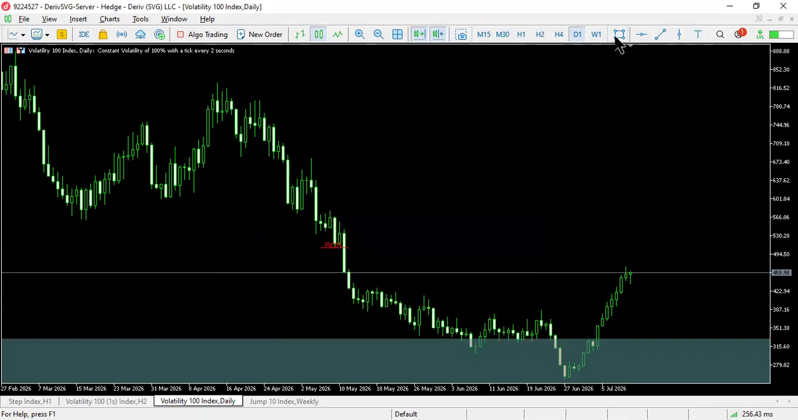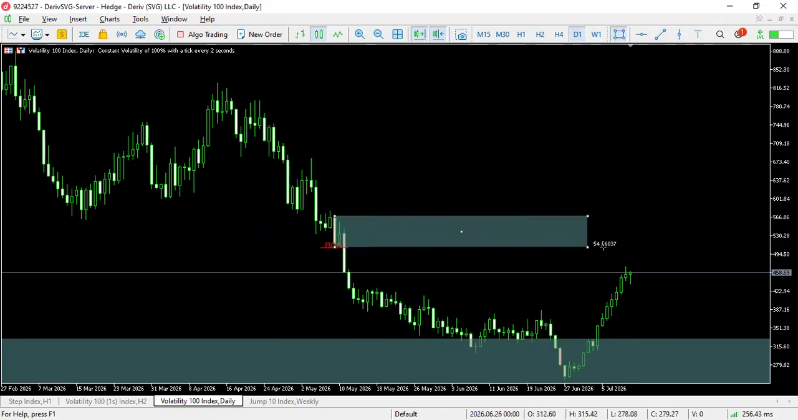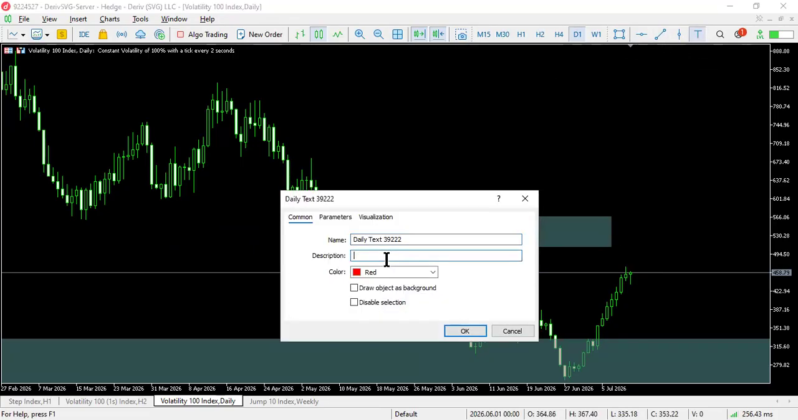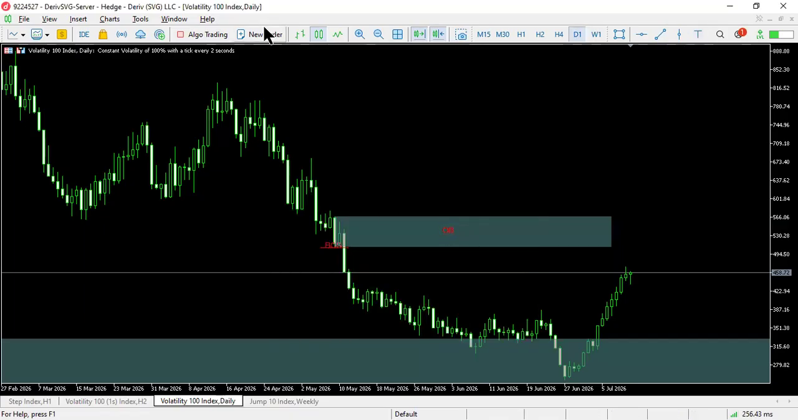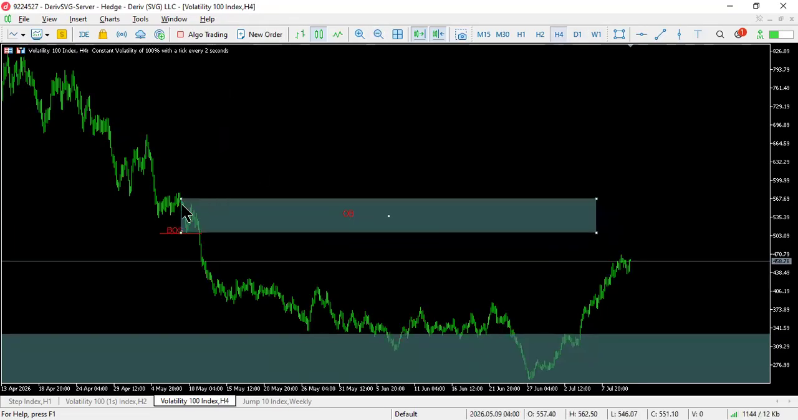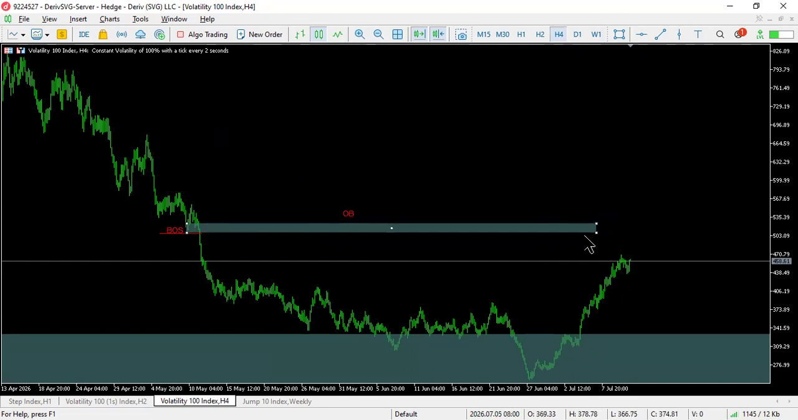We have that break of structure. And then the order block which caused that break of structure from the daily time frame, it is that order block. Moving over to the 4 hours time frame. From the 4 hours time frame, the order block will be at that point.